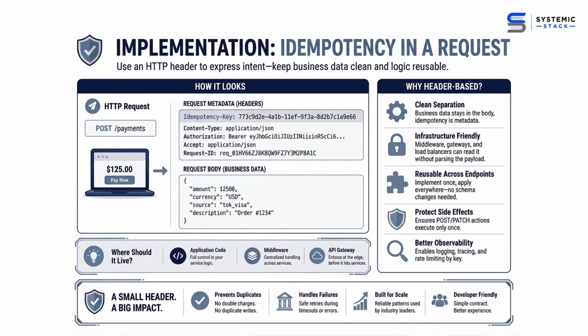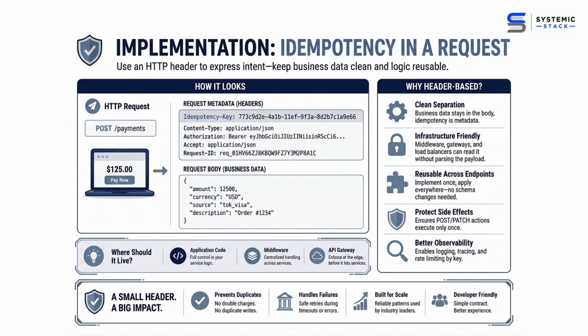Let's look at the actual implementation in a request. Most of the time, this is handled through a custom HTTP header. You'll see things like idempotency key, followed by a unique value in the request metadata. The beauty of using a header is that it keeps your actual request body clean and focused on the business data. It separates the intent to do something from the metadata about the request itself. This makes it much easier to implement across different endpoints without having to change your data schemas.